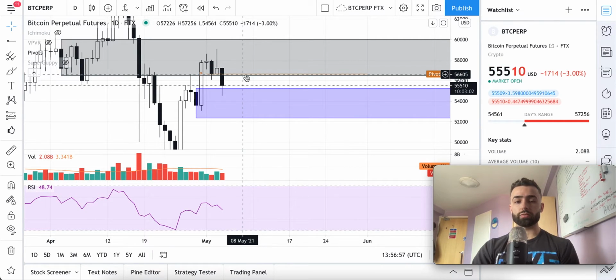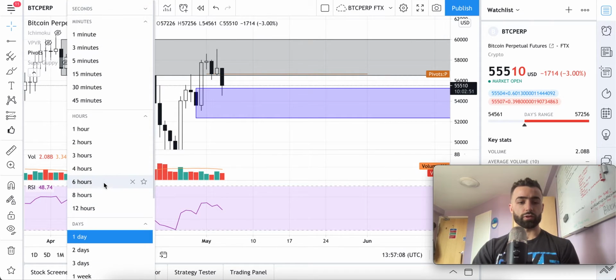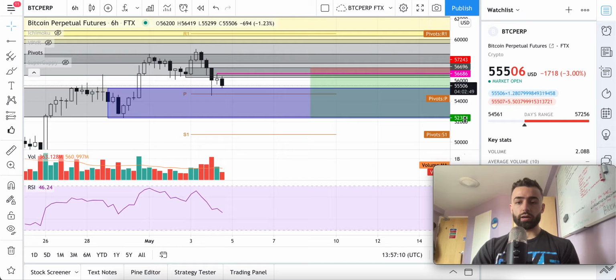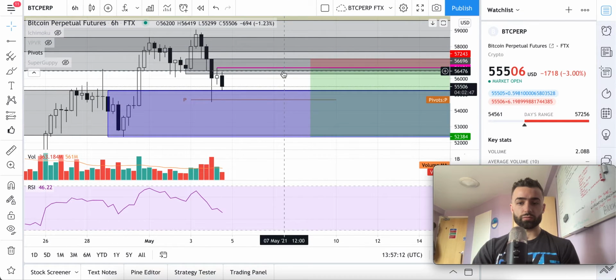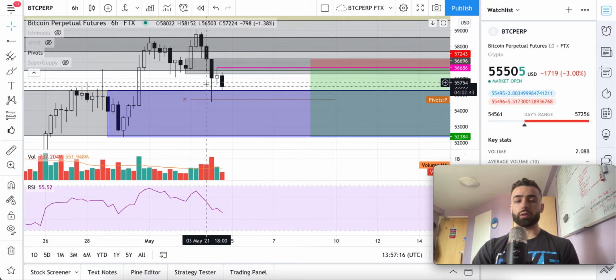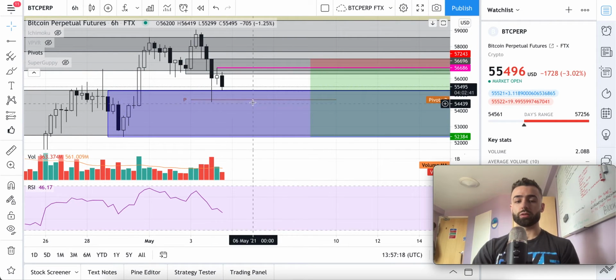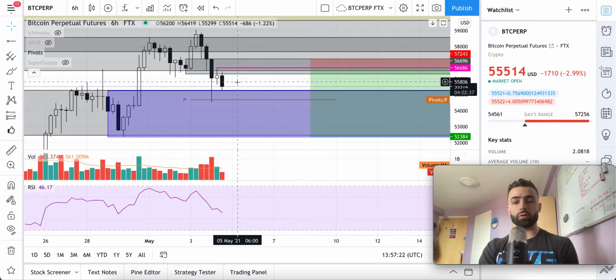We're also in danger of closing below the daily pivot here, which if we close below the daily pivot, that'll just add confluence to that level, because the daily pivot is at about 56.6, and if we go down on the 6-hour time frame, 56.6 is right there, right inside that gray zone. So that'll be a very strong resistance zone. It's already a strong resistance zone, but if we close below on the daily time frame, it'll be an even stronger resistance zone.